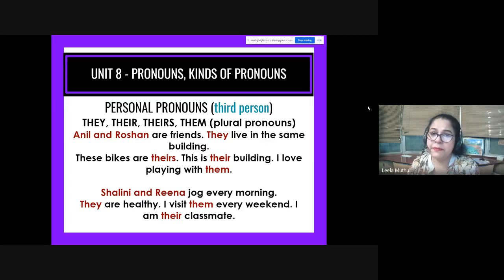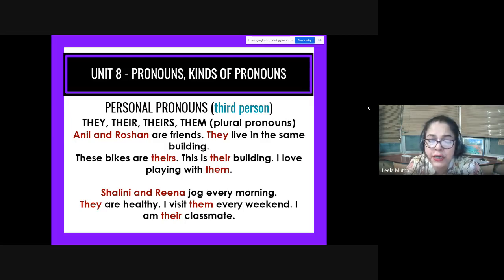So again, personal pronouns of the third person. Now we are going to go to plural, when a group of people are being spoken about, or more than one. So this is personal pronouns of the third person, plural. We use pronouns such as they, their, theirs, them. And other pronouns like themselves, ourselves, ours. Our, etc. So let's look at the examples.